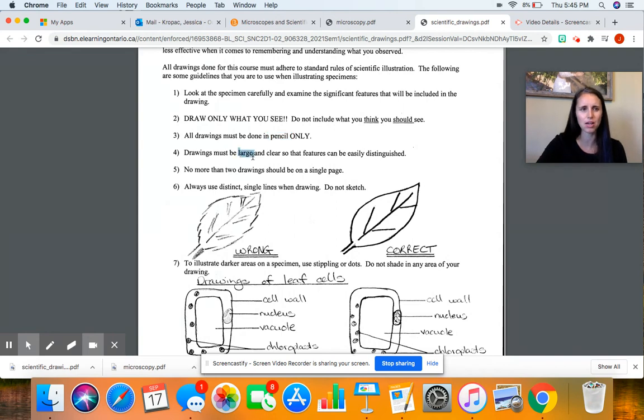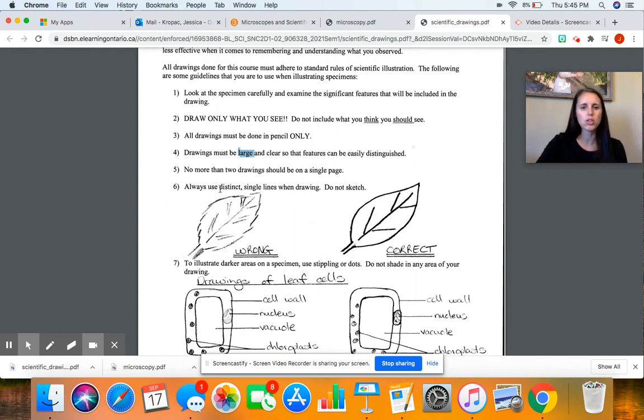They have to be large. Oftentimes students will try to cram like eight diagrams on one page. A diagram should be no smaller than half a page. Usually for scientific drawings, we do a full page. Sometimes I say save the trees and you can go ahead and do half a page, but no smaller, because then it's lacking the detail that's required.